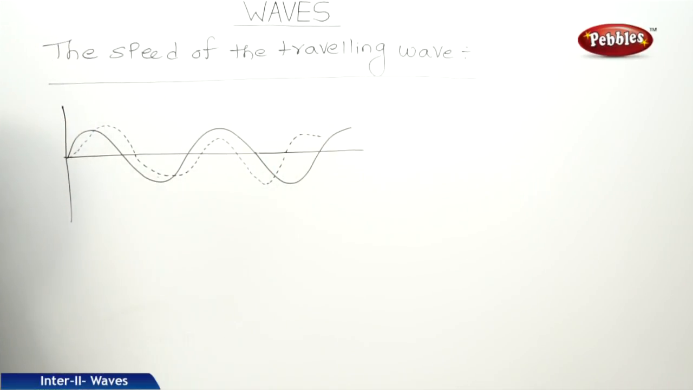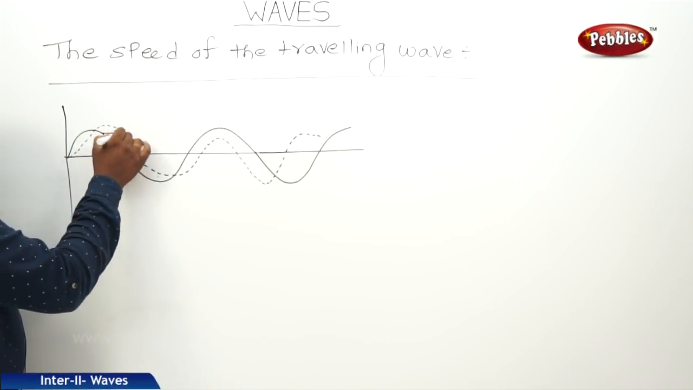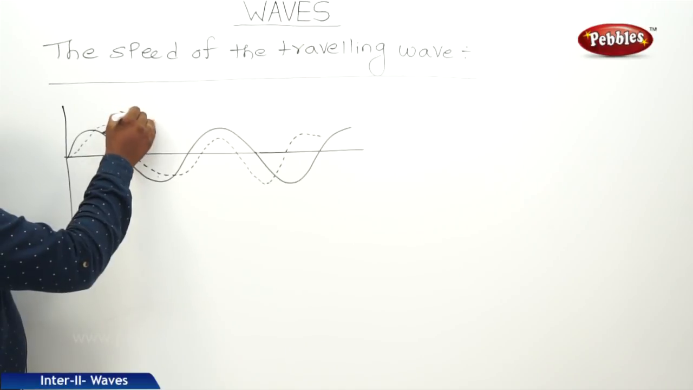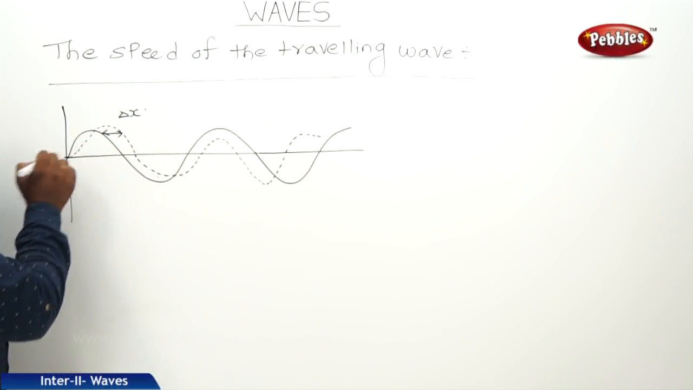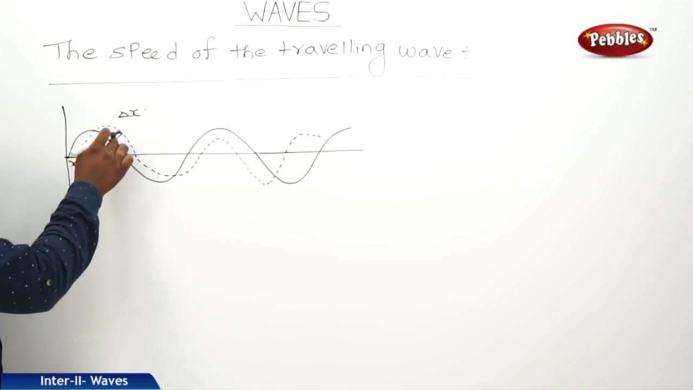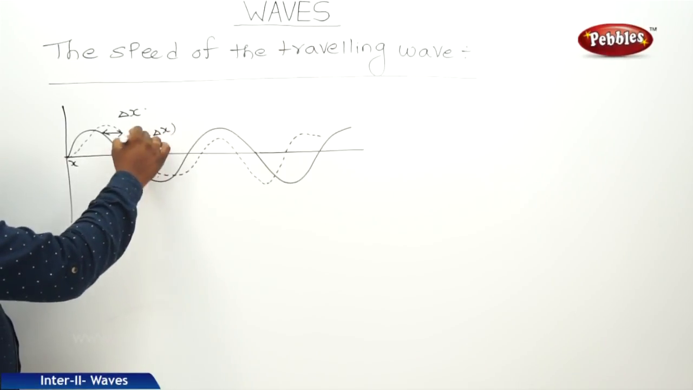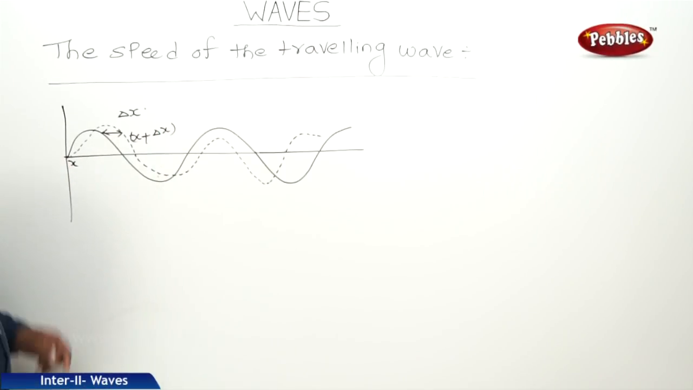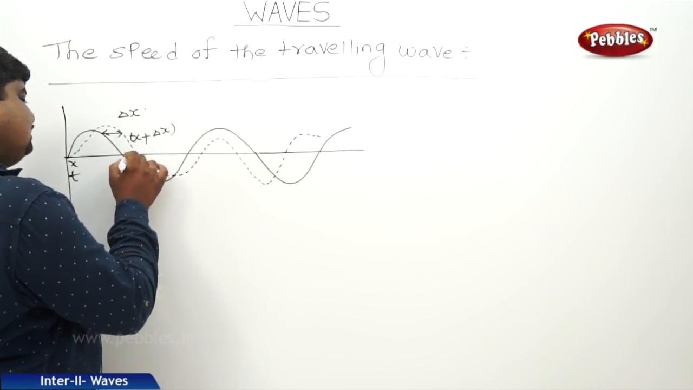So like this, there is a difference. The gap between the waves in the initial positions is delta x. That means if the solid curve is at a position x, this dotted curve is at a position x plus delta x. If the solid curve has started at t, the dotted line has started at t plus delta t.